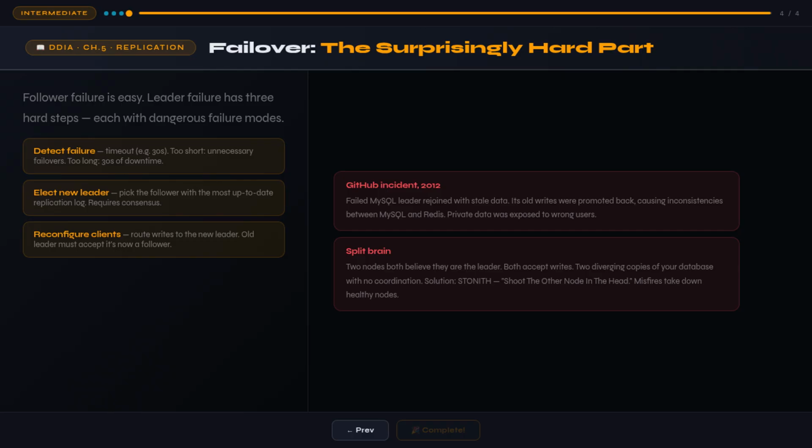the common assumption is just elect a new leader. In practice, that process is fragile in ways that aren't obvious until something goes wrong. The automatic failover process has 3 steps: detect that the leader has failed, elect a new leader, and reconfigure clients to send writes to the new leader. Detecting failure sounds simple. Most systems use a timeout. If the leader doesn't respond within 30 seconds, assume it's dead.